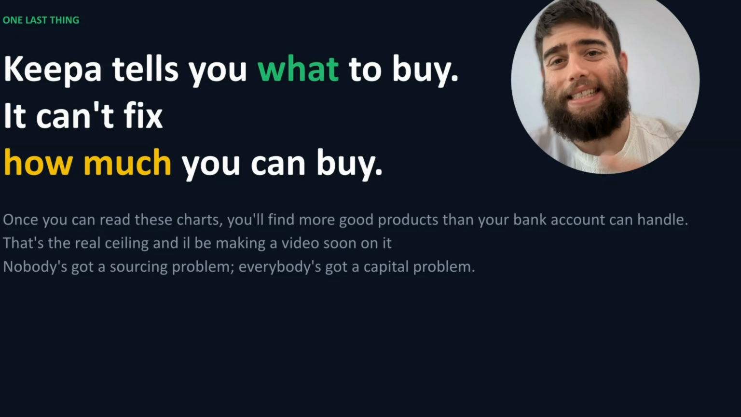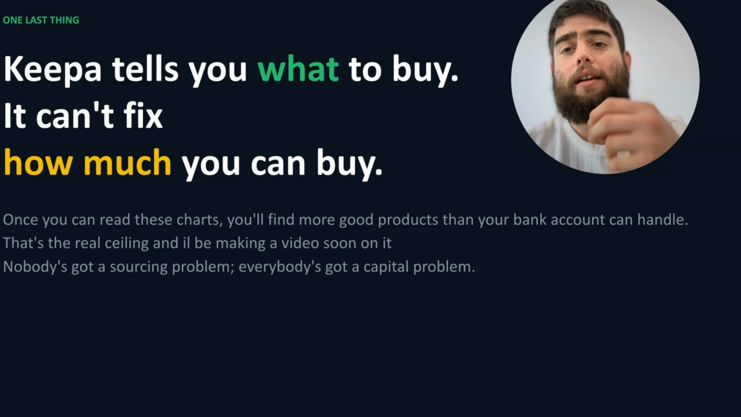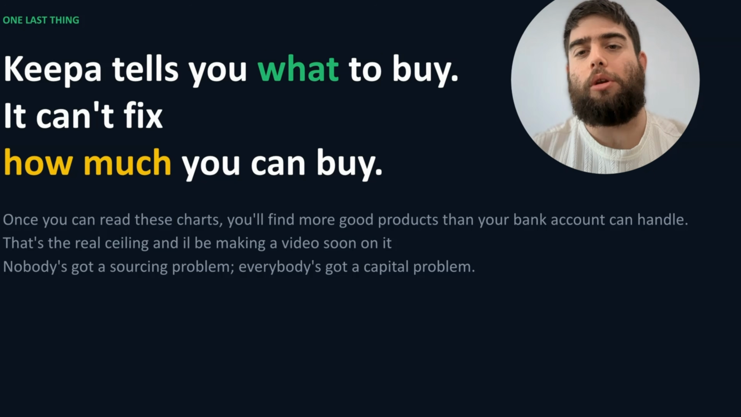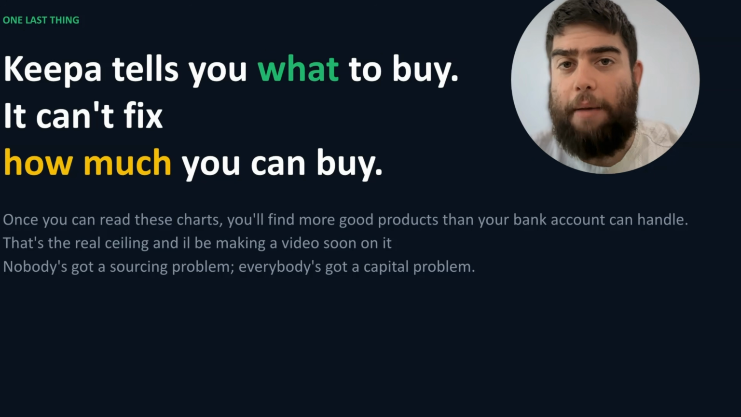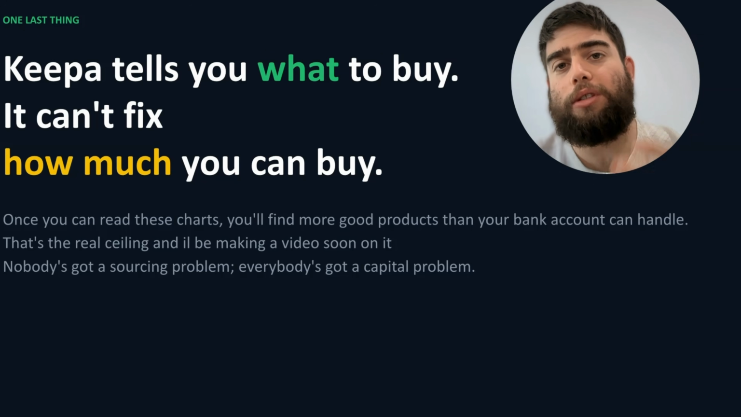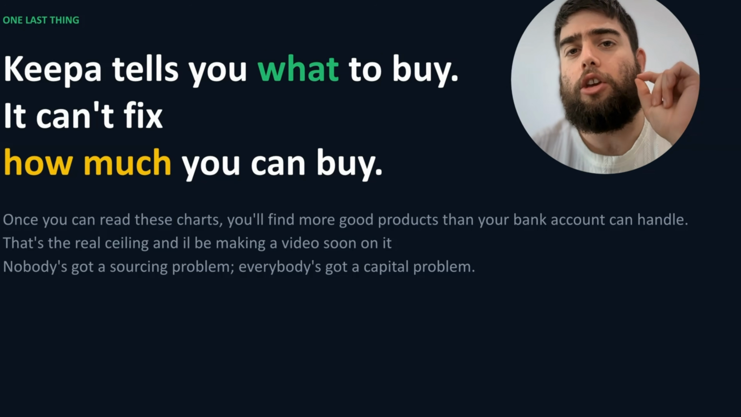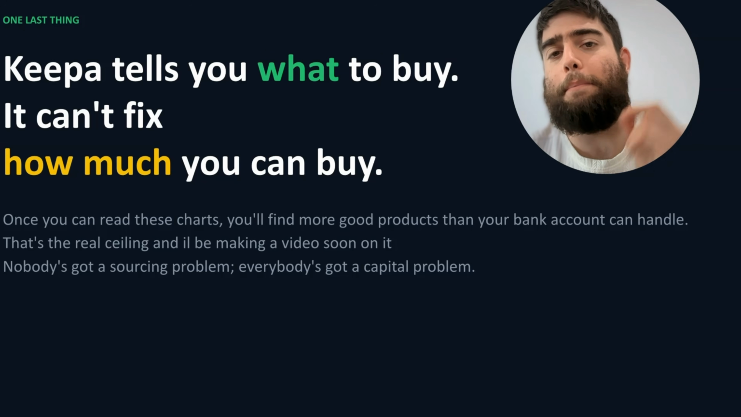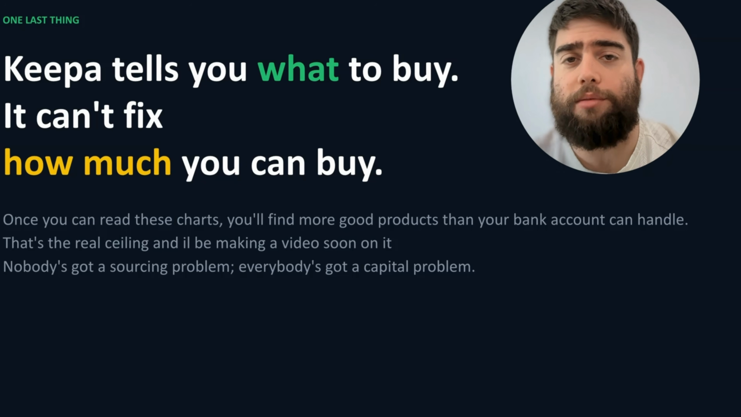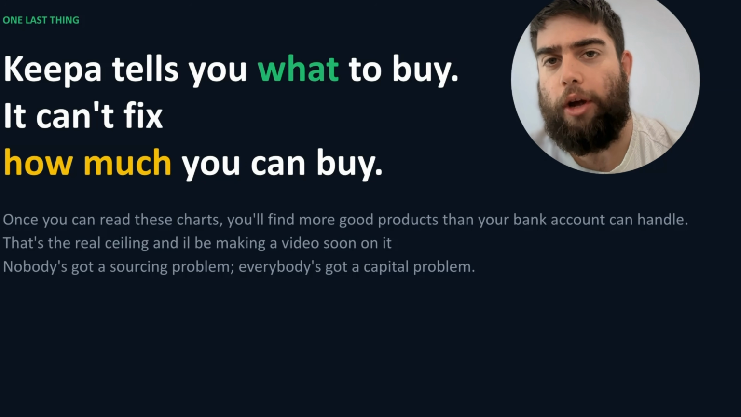The reality is Keepa can tell you what to buy, but it's never going to help you with how much you can buy, because capital is the biggest issue for most sellers. You might be thinking you have a sourcing problem, but I promise you have a capital problem. You're going to run out of money very quickly in this business.